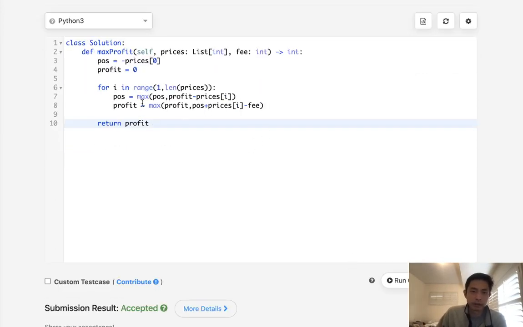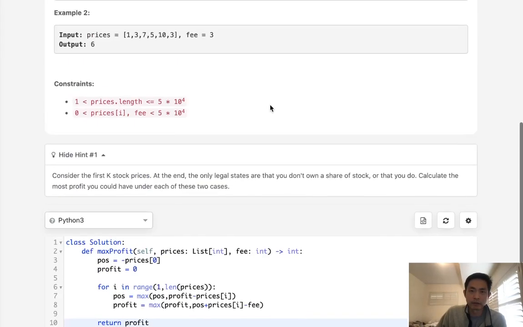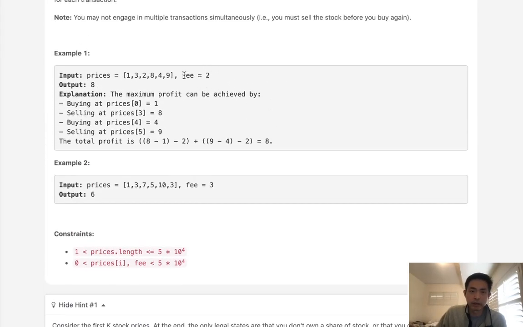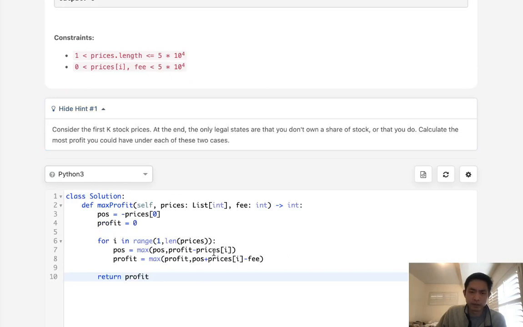I think it's a great method, and really, they tried to kind of trick you by putting this fee thing here, but it really doesn't make any difference to our algorithm. It'll still remain with this.